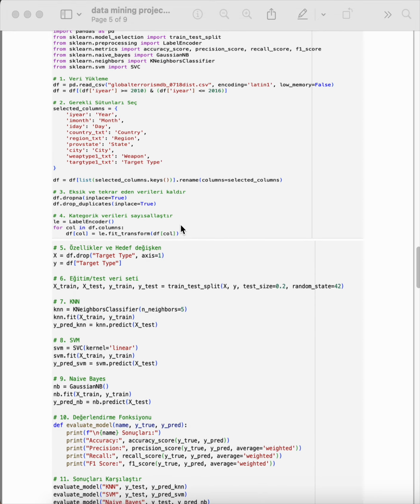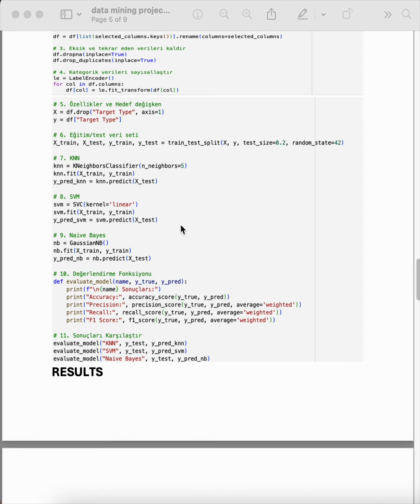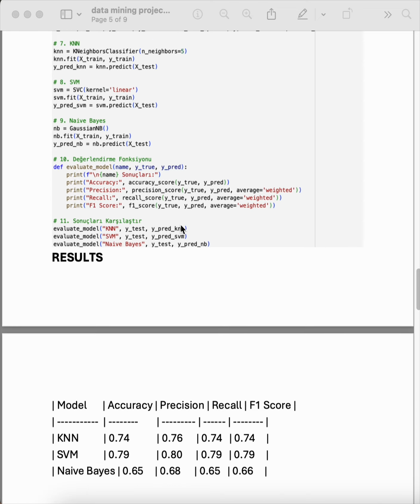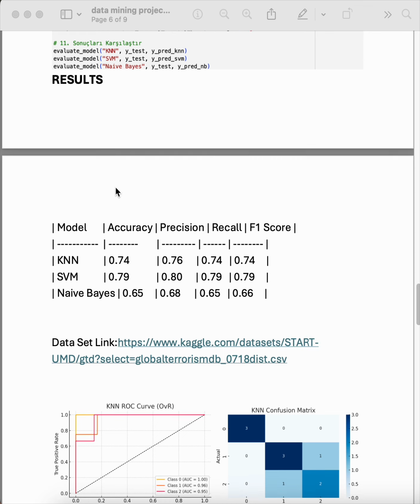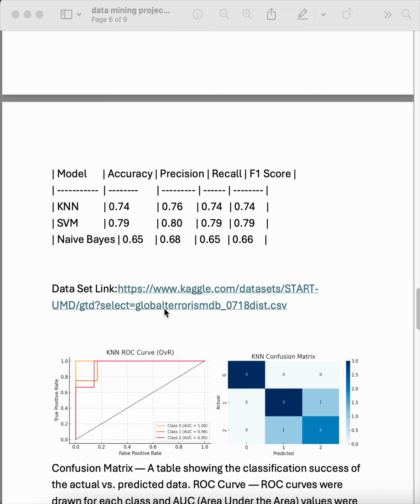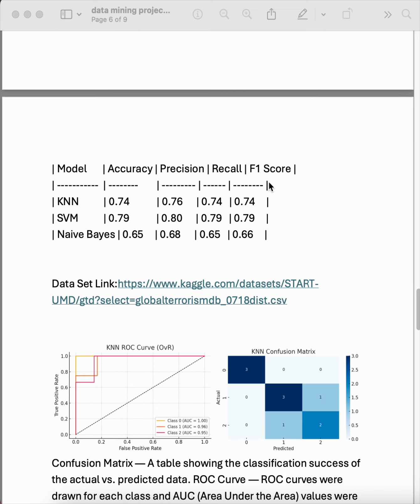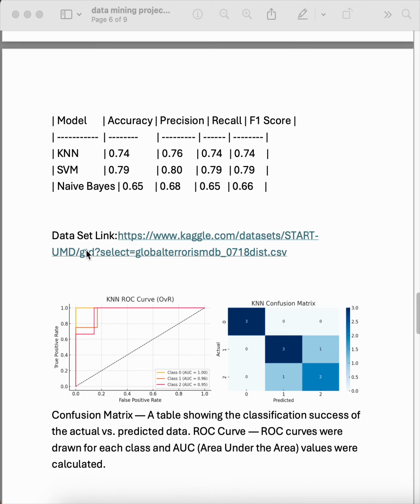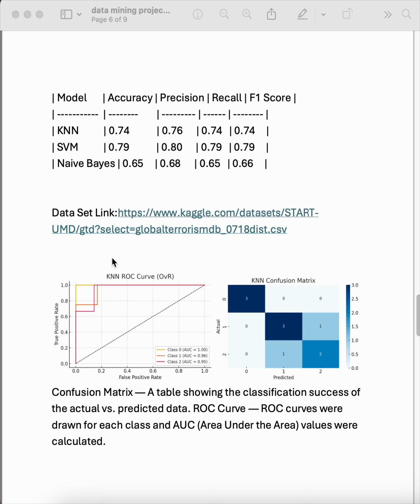And we have a Python code with the dataset. The results are here. KNN, SVM, naive Bayes. Those are the algorithms that we use. And the KNN F1 score is in the middle of SVM and naive Bayes. And we have the dataset link.